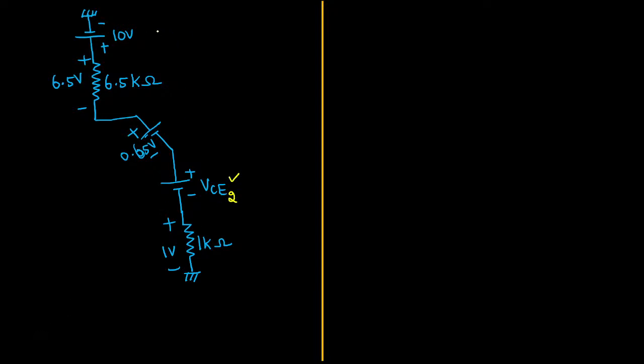If you apply KVL for this circuit, let me write. It will become minus 10 volts plus 6.5 volts plus 0.65 volts. First this one, then the voltage drop across the resistor, then this diode, then the collector to emitter voltage, I am calling it VCE2, then plus 1 volt equals 0. What will you be getting? If I add these two, it will become 7.15. Then if I add one more 1, it will become 8.15. Here we will have minus 10.